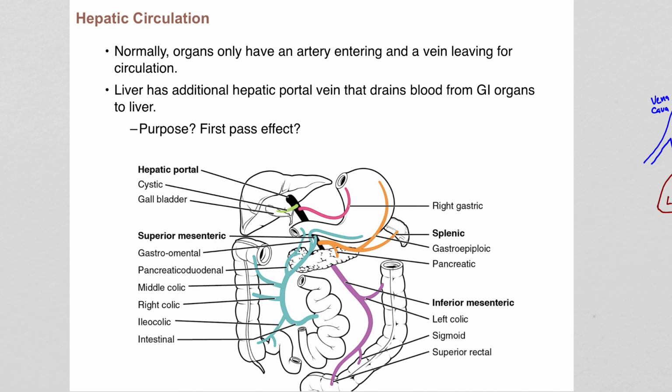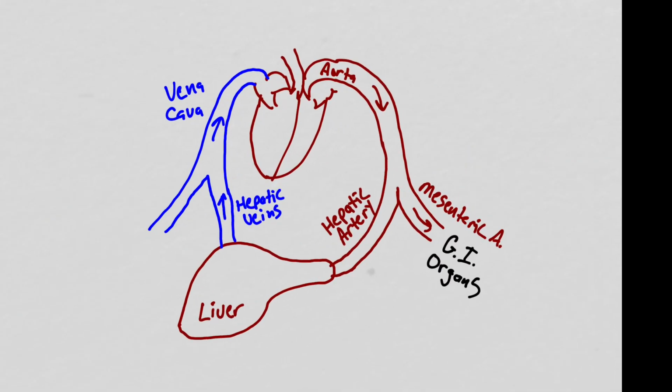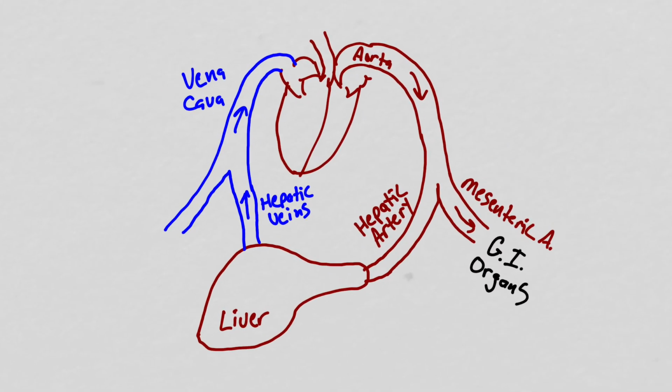So the way that this works is most organs have an artery bringing blood in and a vein leaving to go back to the heart, and that's it. The liver has a weird additional structure called the hepatic portal vein, and a portal vein is just something that links one organ directly to another without going to the heart first. And so to better make sense of this, I made a drawing with my admittedly horrible art skills that illustrate this. So if this is our heart, blood is coming up and out the aorta.